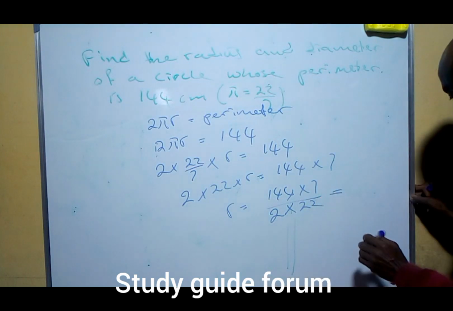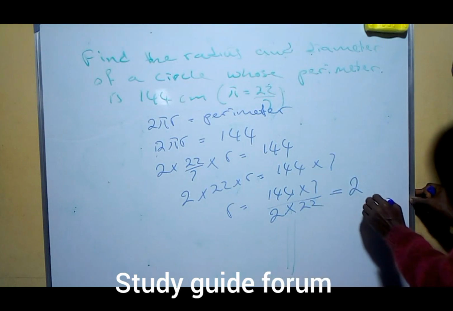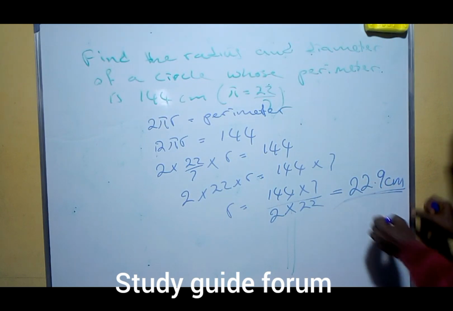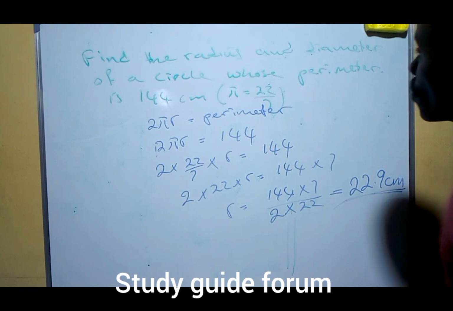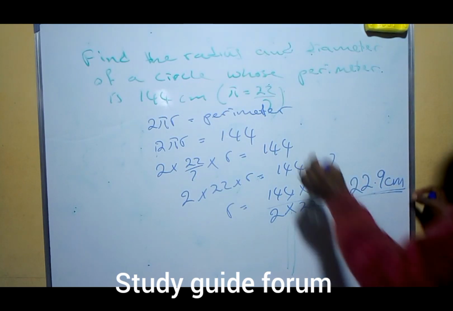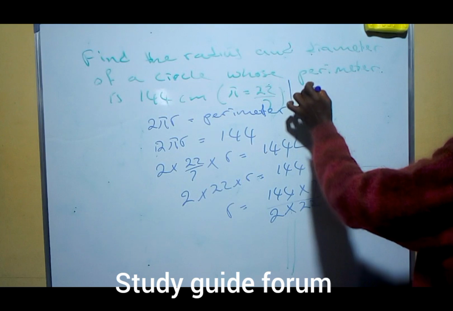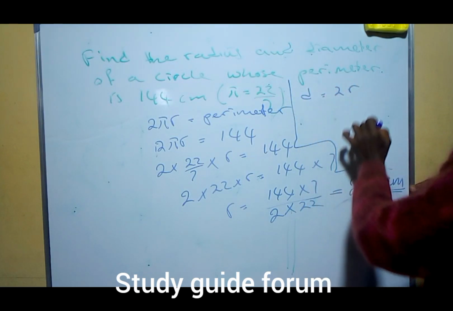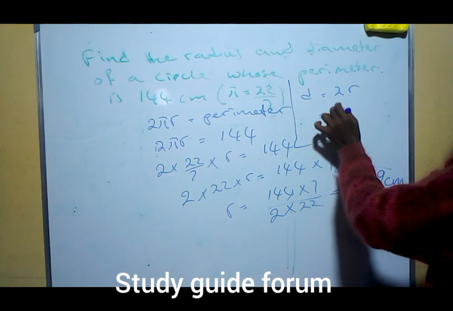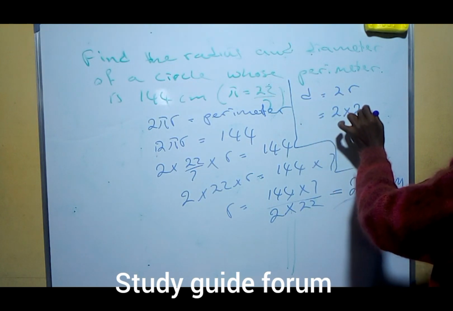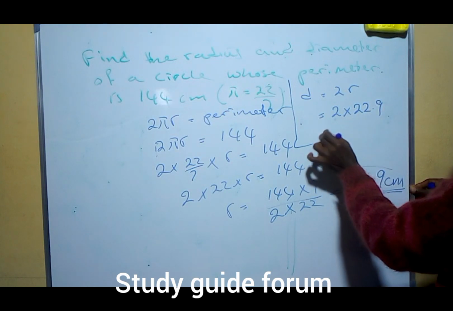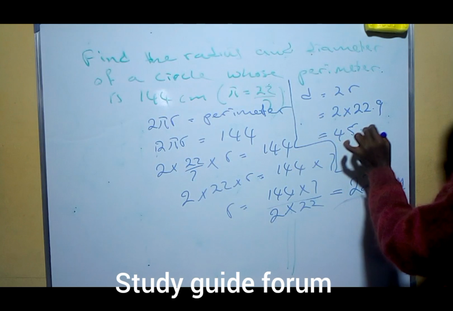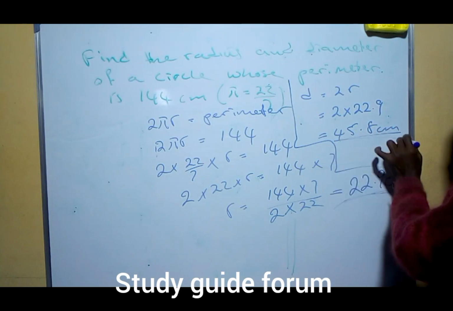So then our r will be equal to 2.9 cm. That's for the r. So now the diameter. We know that the diameter d is equal to 2r. So what we have here is 2 times 2.9, that will give us 5.8 cm. That's the diameter.